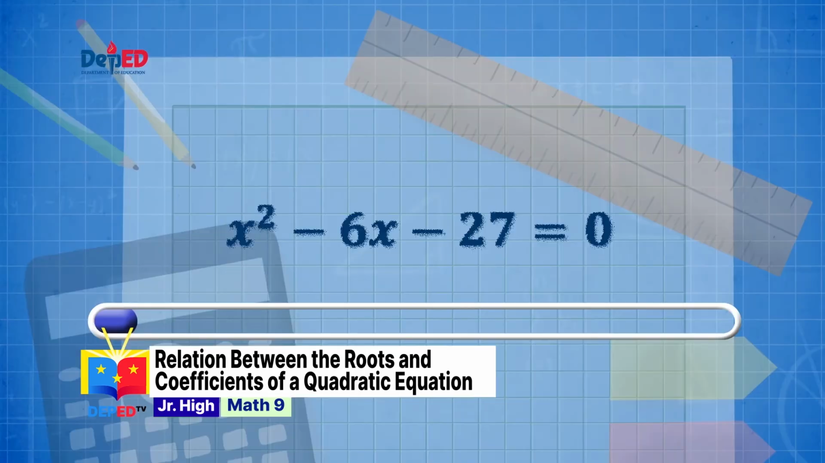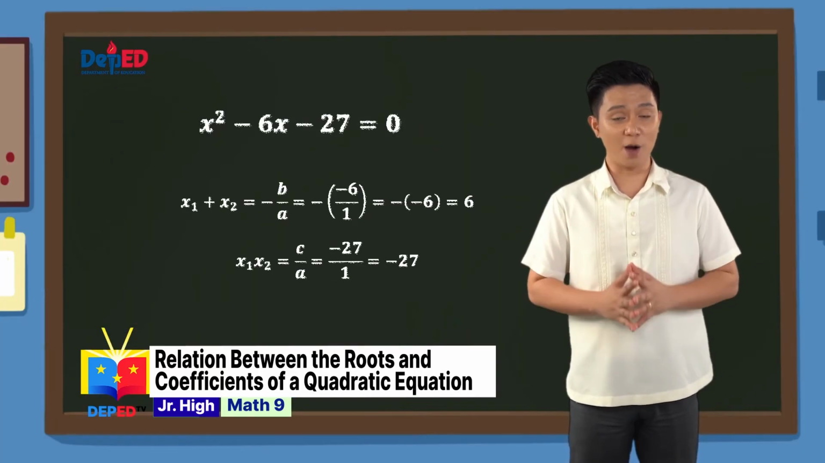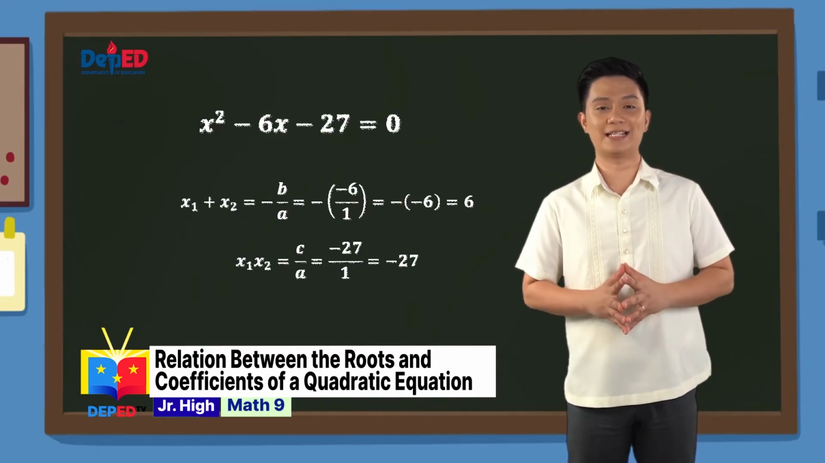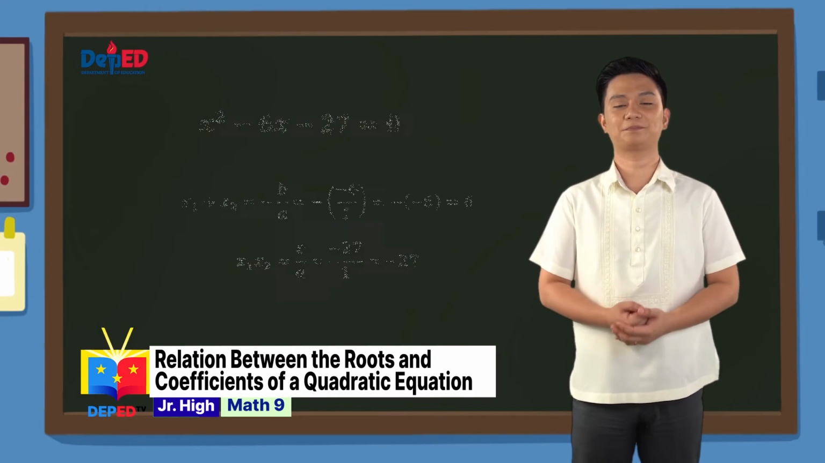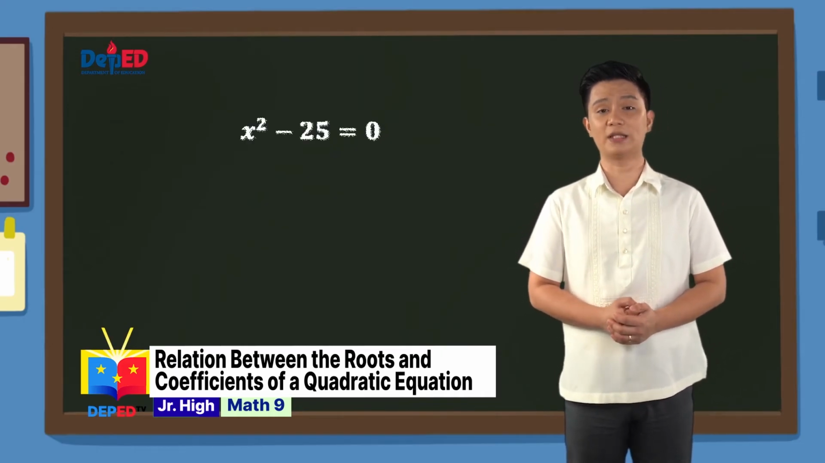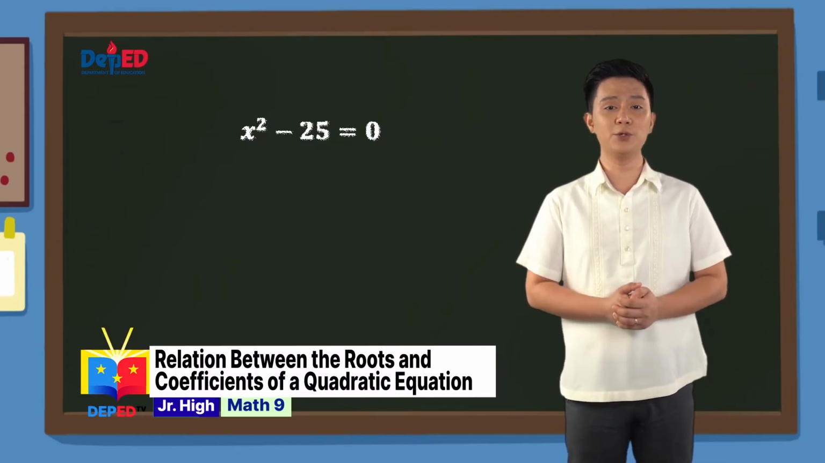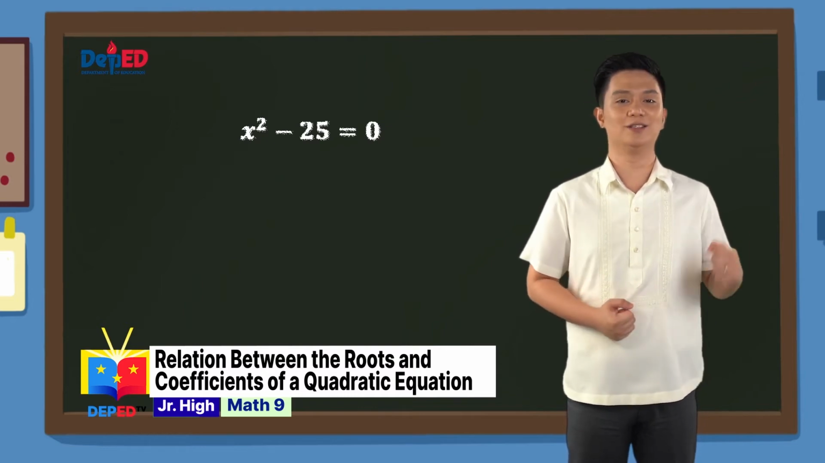15 seconds, go! And time is up. The sum is 6, while the product is negative 27. Equation number 2. X squared minus 25 equals 0. Find the sum and product of the roots in 15 seconds. Go!